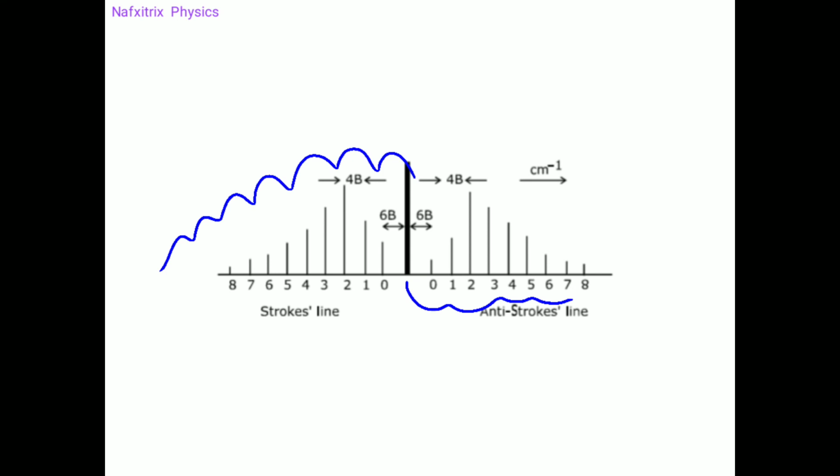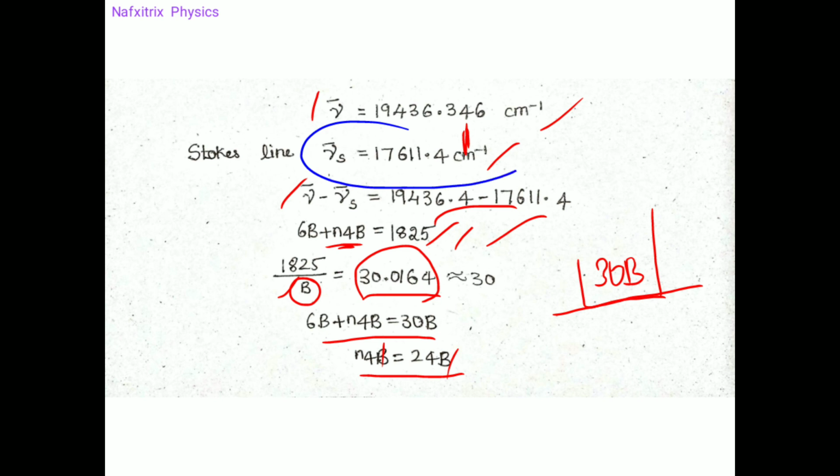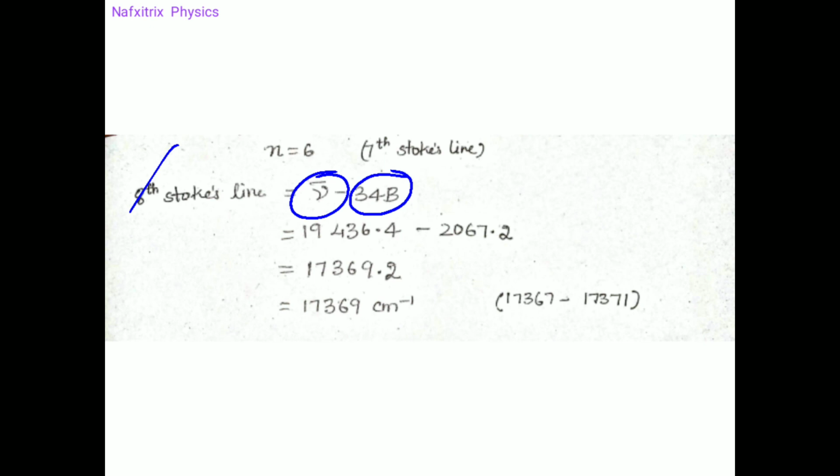So the wave number increases in this direction, as shown clearly here. In order to get Stokes lines, we just need to subtract 6b, 4b, 4b like that. So from the original line we are subtracting 34b to get the next higher Stokes line, because the seventh Stokes line, which they have given in the question, is at 30b. The next Stokes line here is the eighth Stokes line, which occurs at 34b.